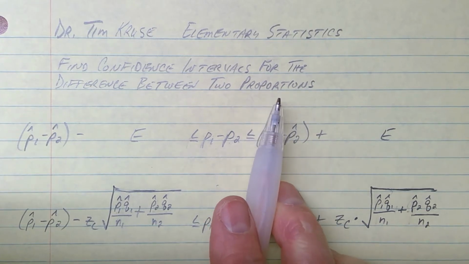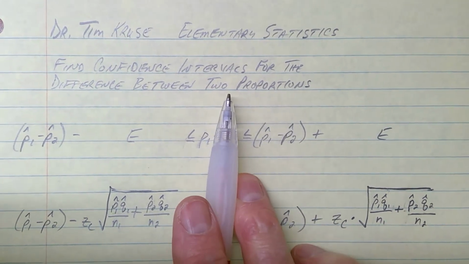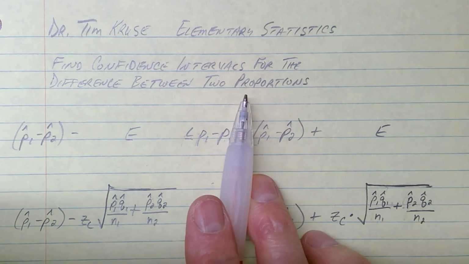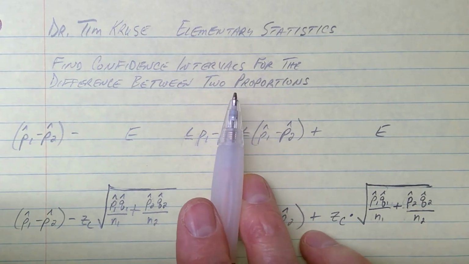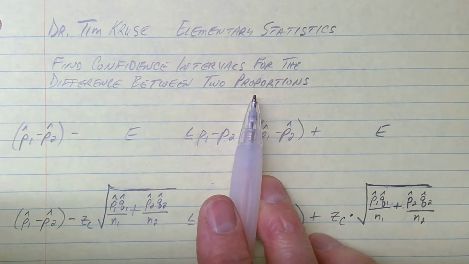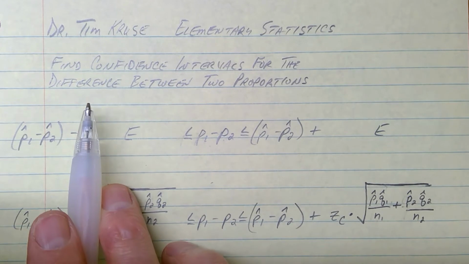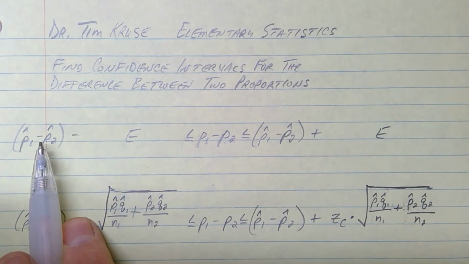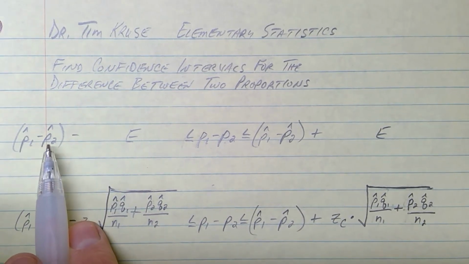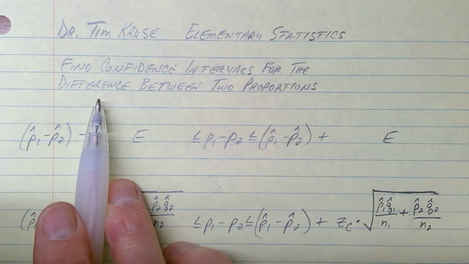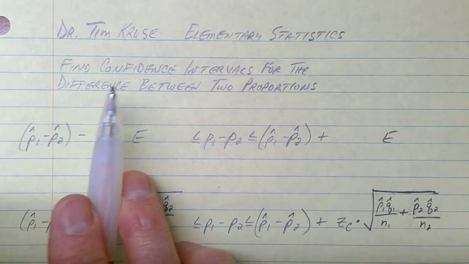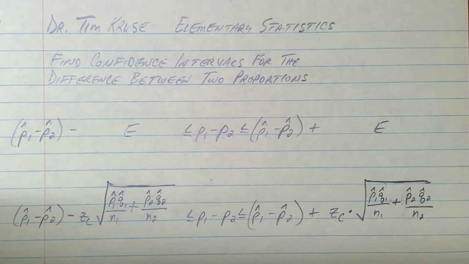Think of a proportion as a fraction. You've got two groups, and a certain fraction of people in the first group did something, and a certain fraction of people in the second group did something. We're going to compare those two fractions, or those two proportions. We're going to find the difference between proportion 1 and proportion 2, and create a confidence interval for the difference between those two proportions.